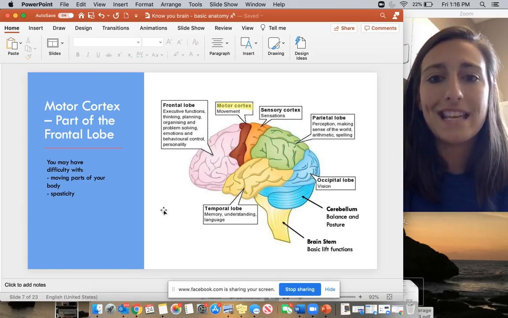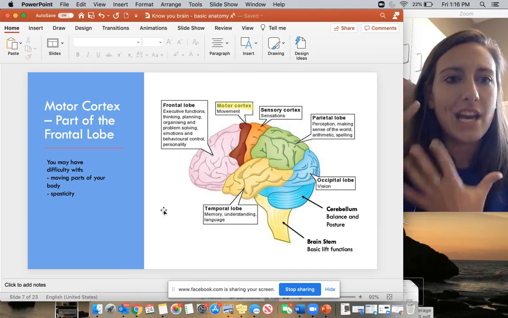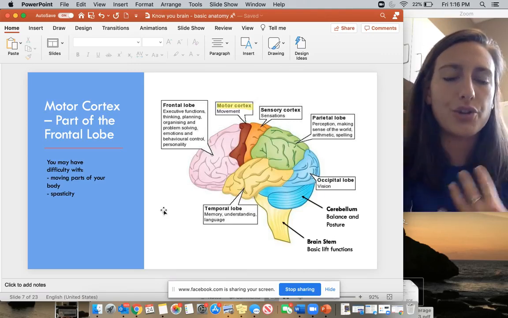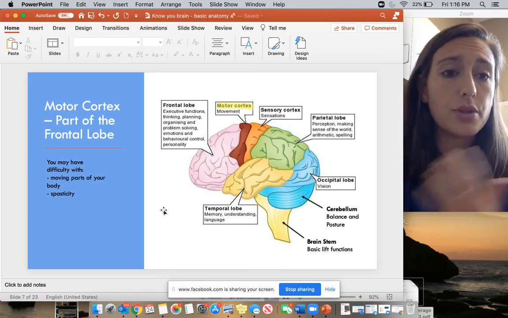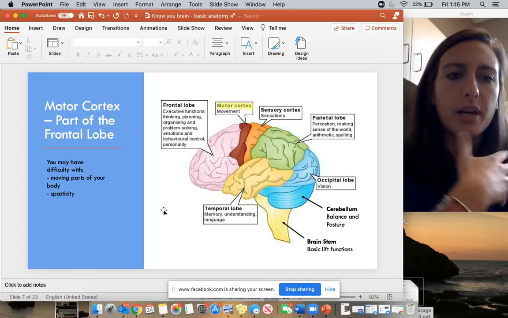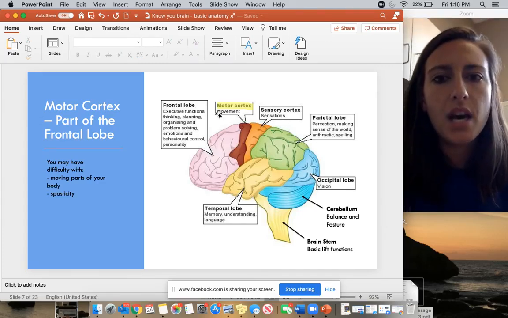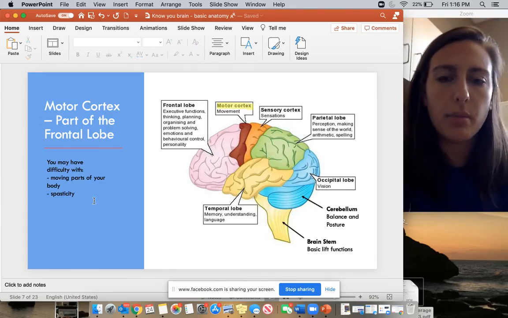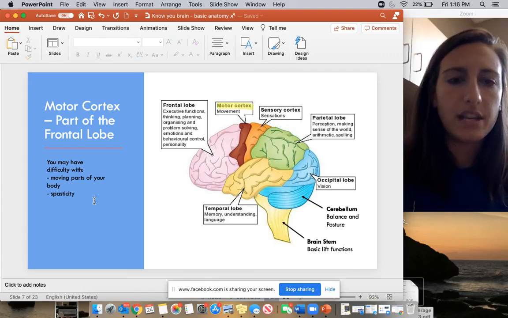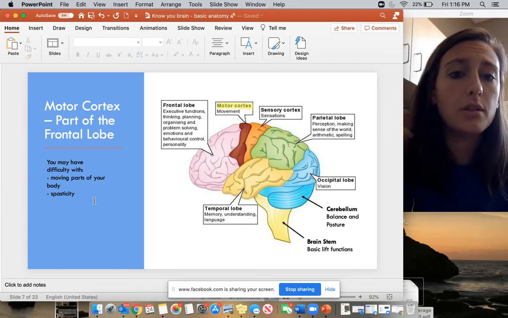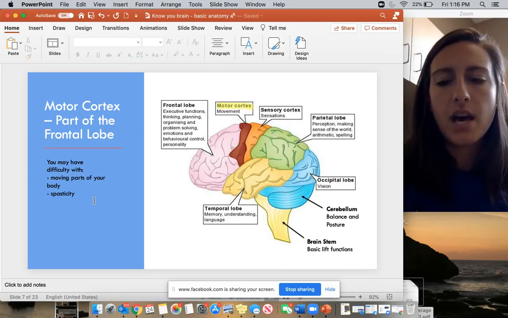I want to highlight that your brain works in an opposite manner. So the left side of your brain controls the right side of your body, and the right side of your brain controls the left side of your body. So that's something to think about when you think about the motor cortex, that it controls your movement, but the motor cortex on the left side controls the right side of your body.